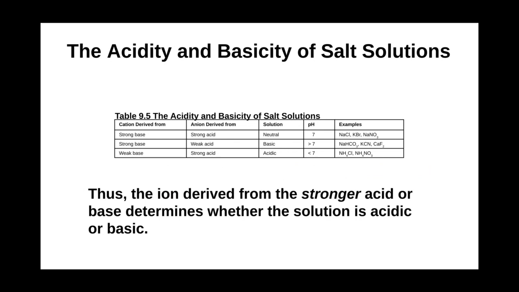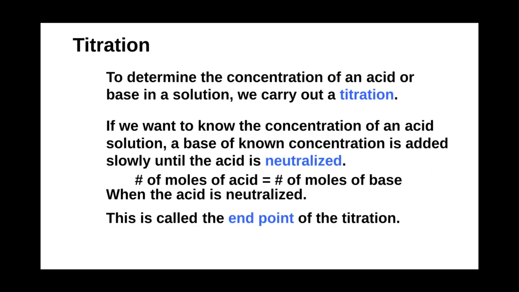So, but that being said, if you have a strong acid and a strong base, they cancel each other out, producing a neutral solution. So, one of the things that we're going to do next semester, if you take Chemistry 2 with me, is a process called titration. Now, titration is used to determine the concentration of an acid or a base in a solution.